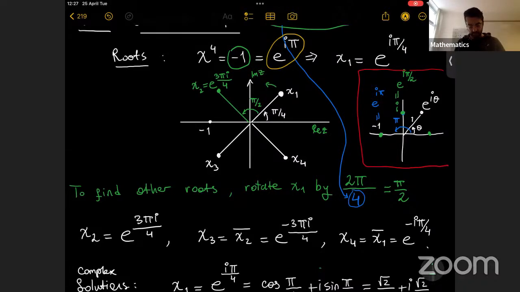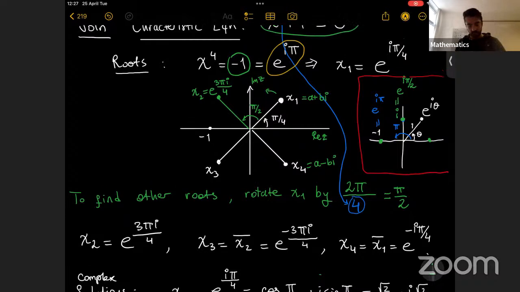So if you say this is a plus bi, this is a minus bi. Or if you say this is e to the i pi over 4, this is e to the minus i pi over 4. You can write it like this as well.